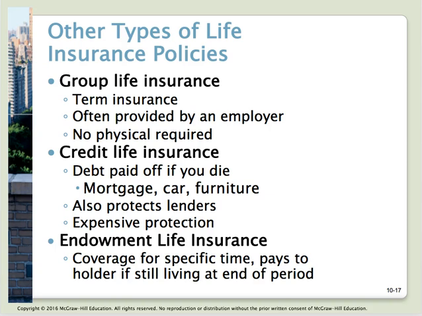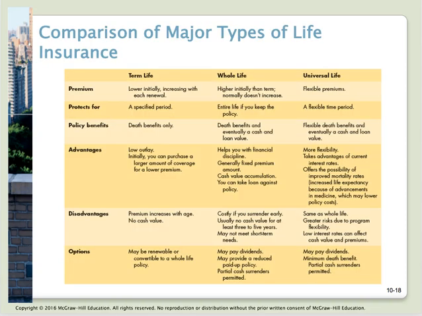This provides coverage for a specific period of time and pays an agreed upon sum of money to the policyholder if you're still living at the end of the period. Chart in your book on page 328, and I think that you'll find this very helpful in comparing the major types of life insurances, and what some of their advantages and disadvantages are.